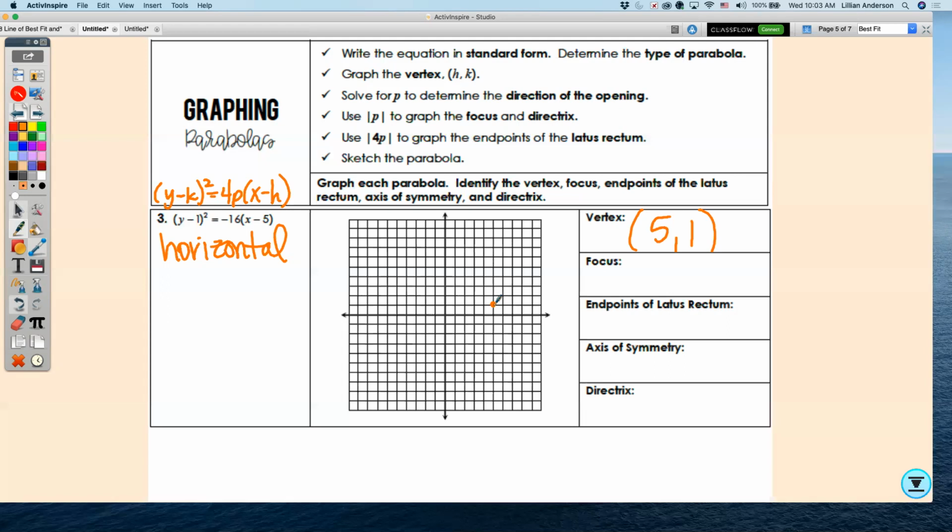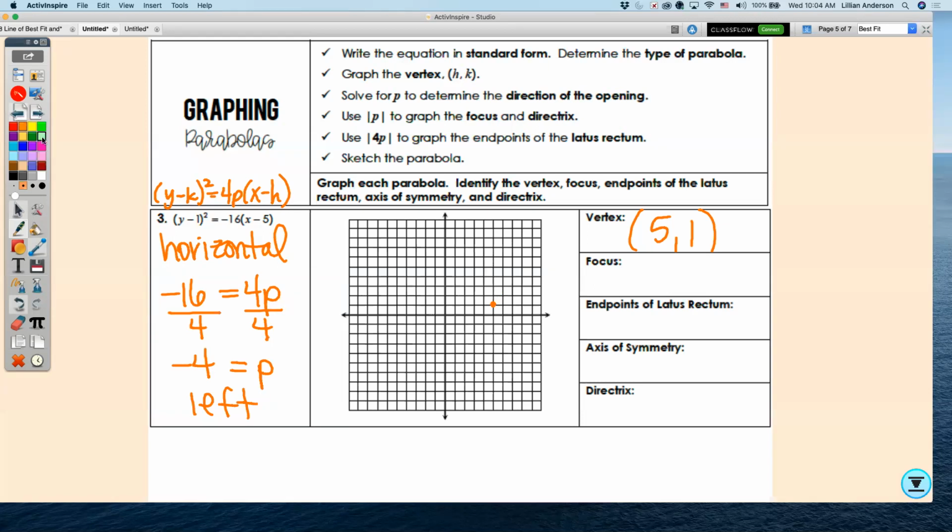Let's determine the value of p. P is going to help me find my focus, my directrix, and also the direction that it's opening. I'm going to set 4p equal to what number? -16, because in the formula, that -16 is in the 4p spot. So solving for p, since p is negative, does that open left or right? Left. Remember, if p is negative, it's going to open left if it's horizontal.